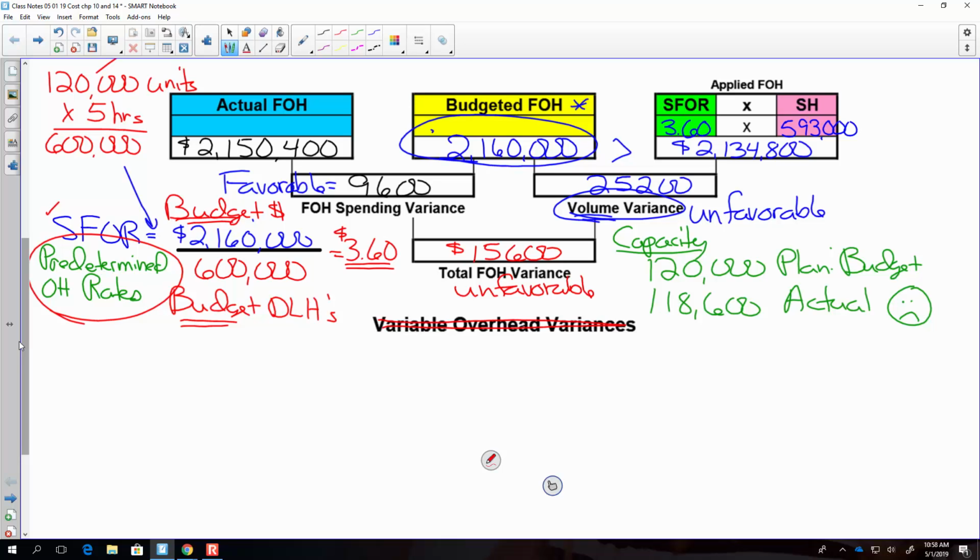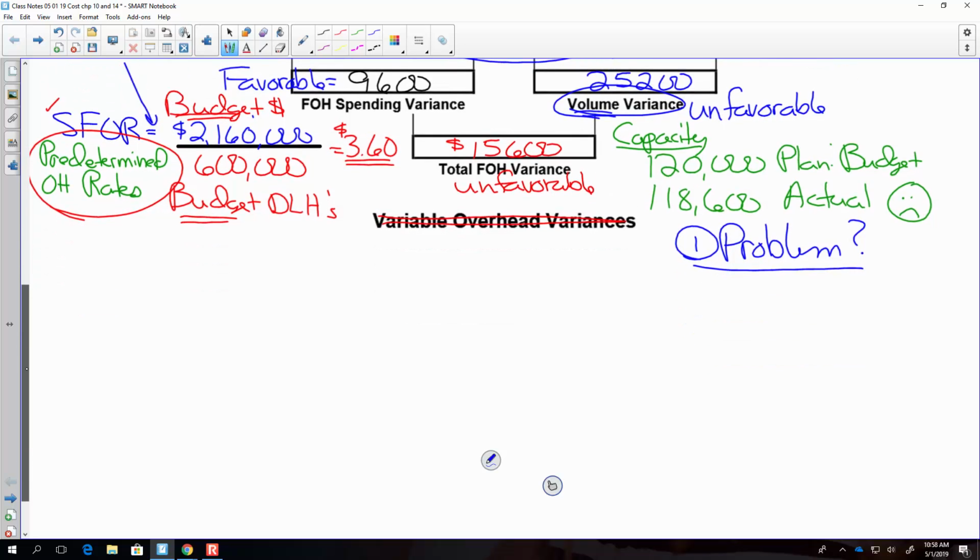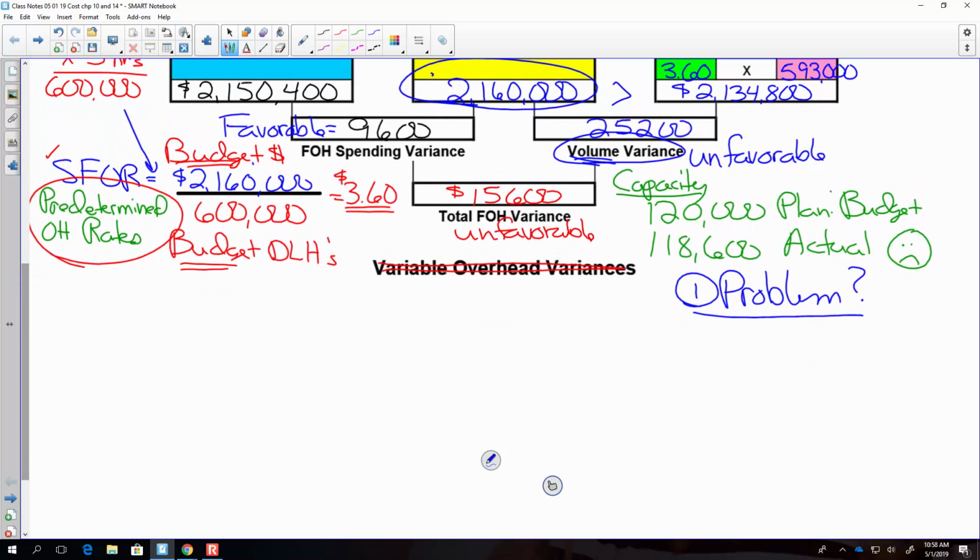All right. So we have a problem here on this volume variance. You're the production manager. How do you fix that problem? Fire the bad apple.